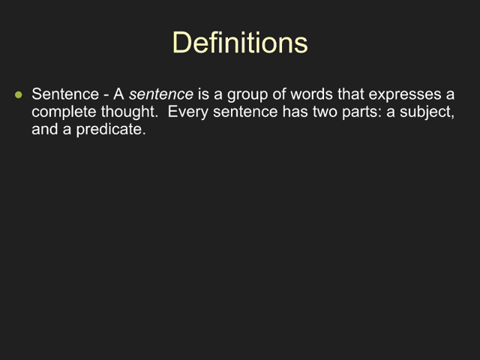Well, a sentence is a group of words that expresses a complete thought. Every sentence has 2 parts, a subject and a predicate. If it does not have a subject, it does not express a complete thought. If it does not have a predicate, it does not express a complete thought either and is not considered a sentence. It would be considered a fragment instead.